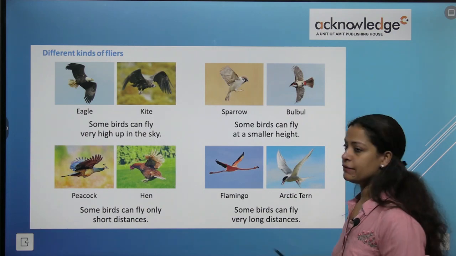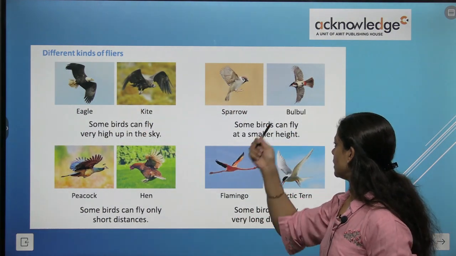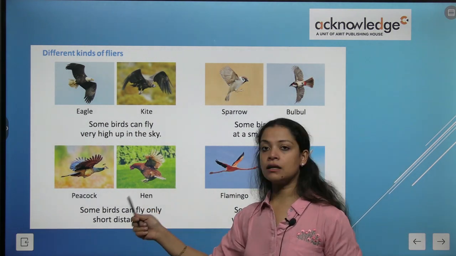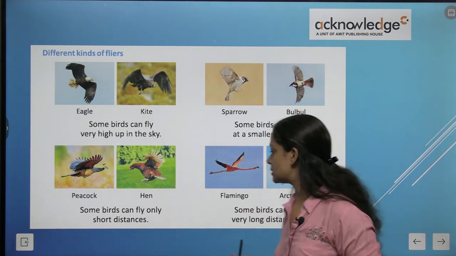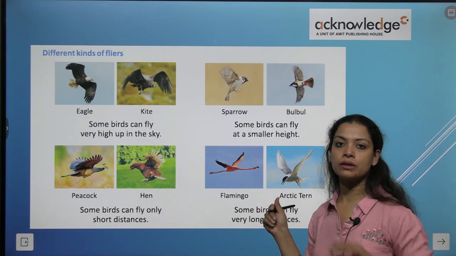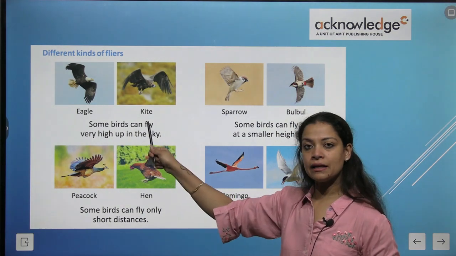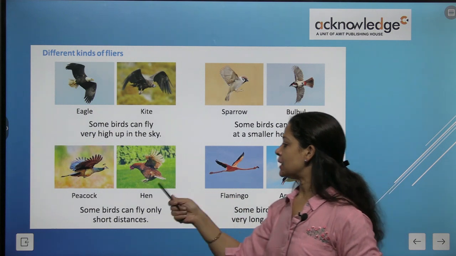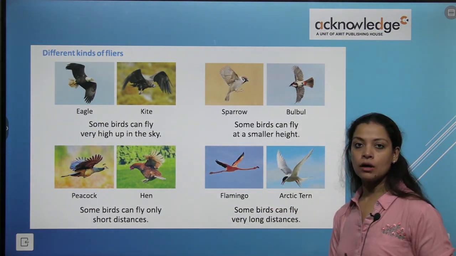Some birds can fly very long distances. Their height goes very high. They can fly a smaller height and they can cover a smaller distance. They cannot fly very far. Small height and small distance. And they can fly very long distances. These can travel very far. So these are the examples. Eagle, kite, high up in the sky. Sparrow, bulbul, smaller height. Peacock, hen, smaller distance. Flamingo and Arctic tern, long distances.